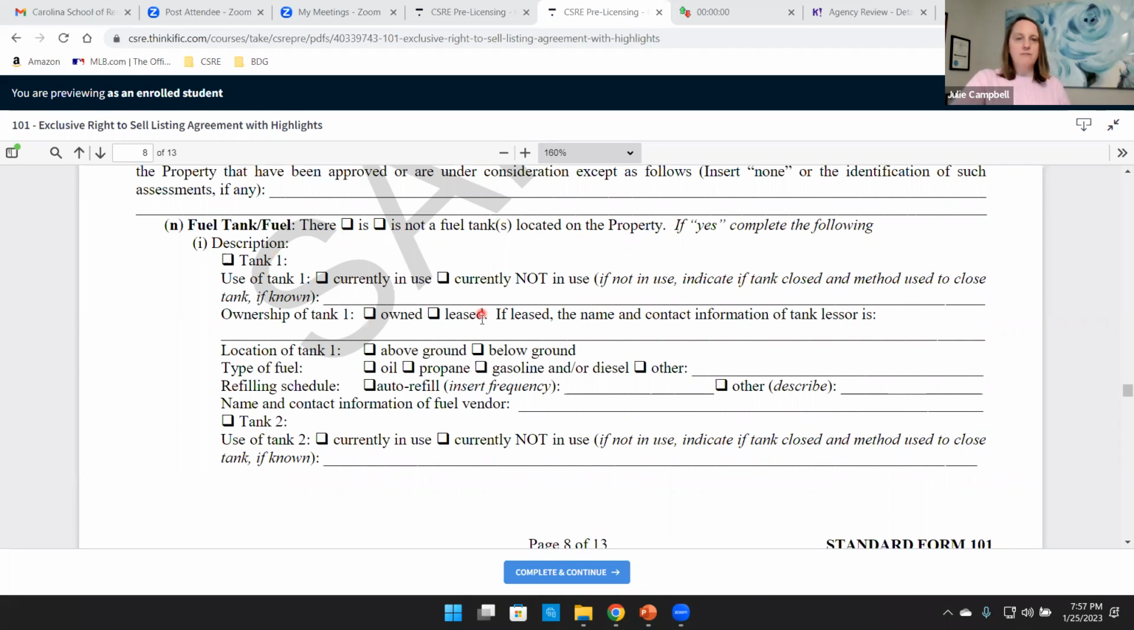You own it, you lease it. It's above ground, below ground. It's got oil, propane, gasoline, et cetera. All the information. Who refills it? Who's responsible for coming out and refilling it? Got a place for tank one and tank two if they have more than one.